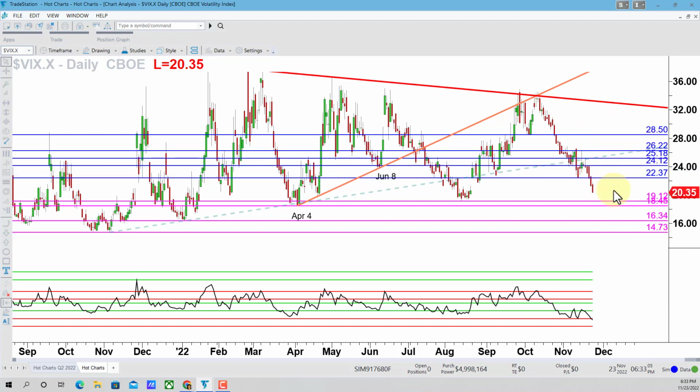levels of resistance to monitor along the way. If it gets above 22.37, then I think it would be on a good path back towards 25.18 to 26.22, because also that coincides with this prior rising trend line that has now become a potential resistance.